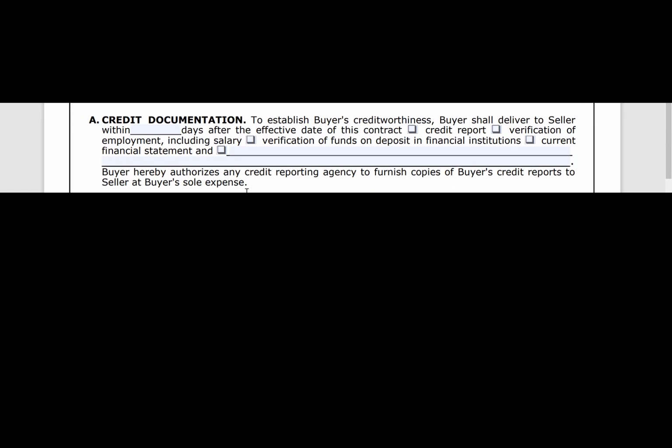To establish buyer's credit worthiness, buyer shall deliver to seller within this amount of days after the effective date of this contract credit report, verification of employment, including salary, verification of funds on deposit in financial institutions, current financial statement, and any other document that will be requested by the seller. Buyer hereby authorizes any credit reporting agency to furnish copies of buyer's credit reports to seller at buyer's sole expense. And that is paragraph A, credit documentation.